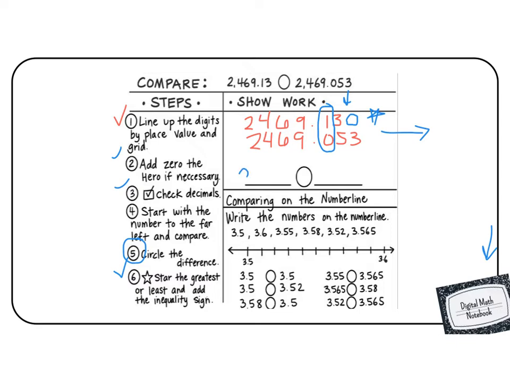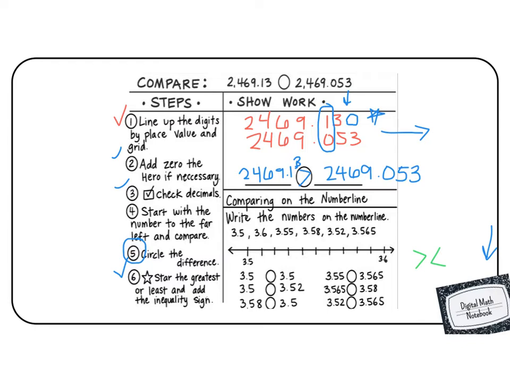So our first number is 2,469.13, and it goes this way. Our second number is 2,469.03. Here is another example. You will need to fill in the inequality signs, the less than or greater than signs, in your notebook as we complete these.